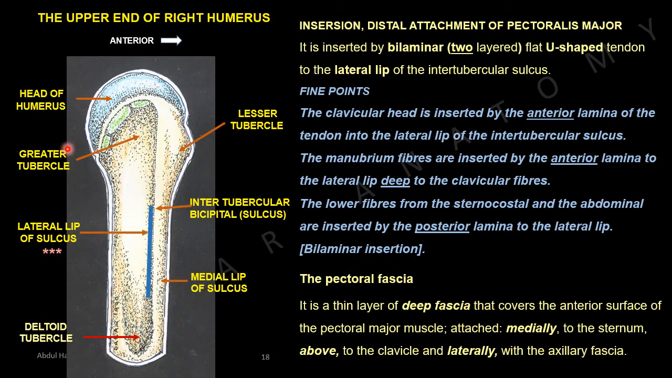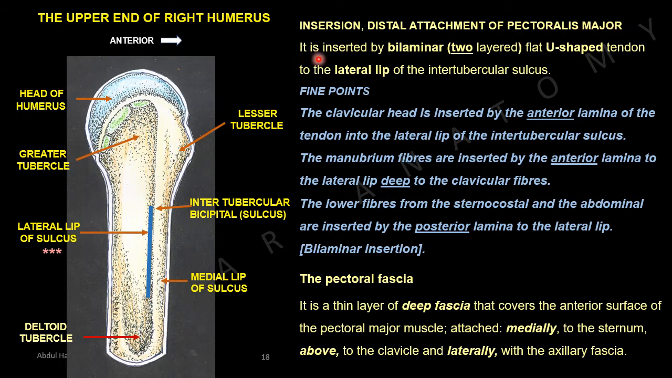Look at the diagram again. This is the greater tubercle, this is the lesser tubercle. Between these two tubercles, there is a groove or sulcus called the intertubercular sulcus. This is the lateral lip of the intertubercular sulcus. This is the medial lip of the intertubercular sulcus. Now let's talk about the insertion, that is the distal attachment of the pectoralis major muscle.